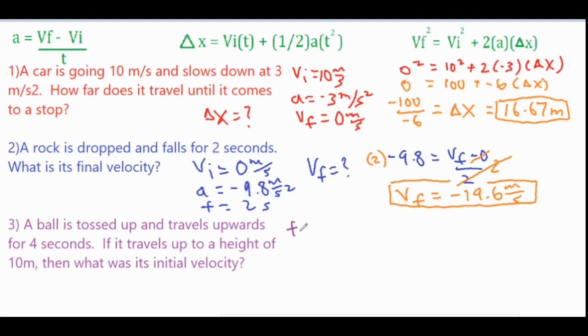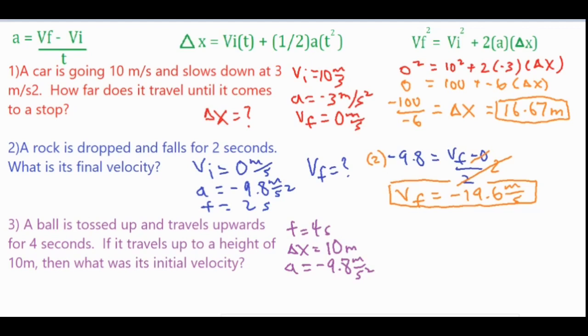So we have a time of 4 seconds. And if it travels up to a height of 10 meters, then what is its initial velocity? So we have a displacement, which could be delta x, in this case, actually delta y, because it's vertical, but I'll just leave it as delta x. And then they're asking for the initial velocity, and the object is in free fall motion, which means that it is moving only under the influence of gravity. So we can use an acceleration of negative 9.8 meters per second squared.